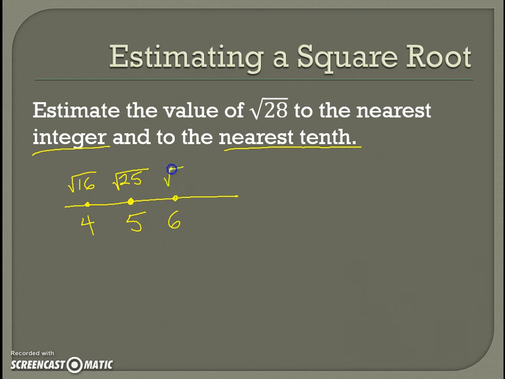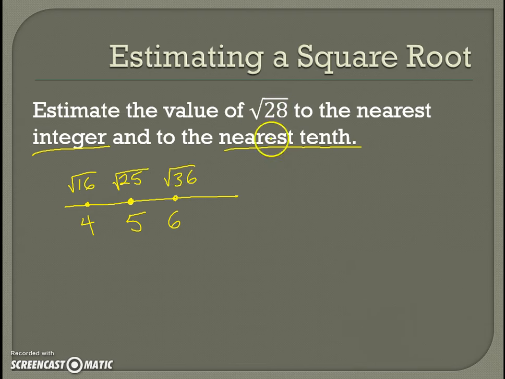And that is the same thing as radical 36. Okay, so I've passed the radical 28. So if I'm doing an estimate, it's going to be somewhere in between radical 25 and radical 36. In other words, between 5 and 6.